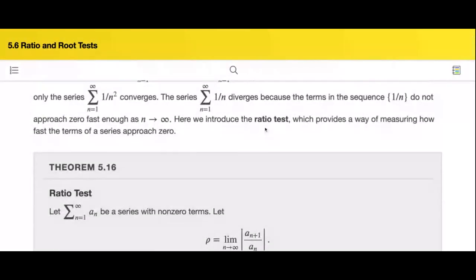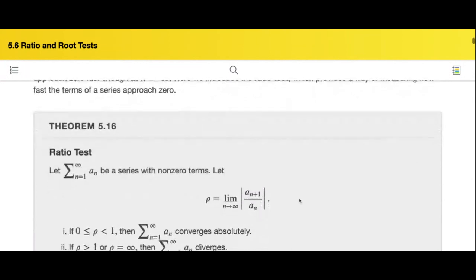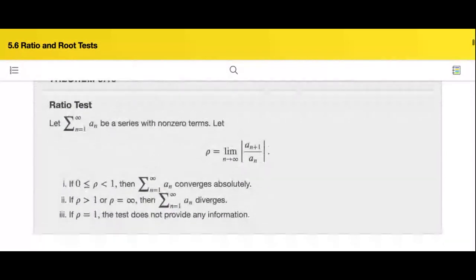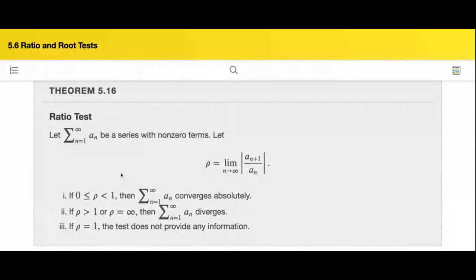So here we introduce the ratio test, which provides a way of measuring how fast the terms of a series approach 0. So that's the ratio test. We have a series of a_n. Let this be a series with non-zero terms. Let rho, read as rho, R-O-H, equal the limit as n approaches infinity of the absolute value of a_(n+1) over a_n.